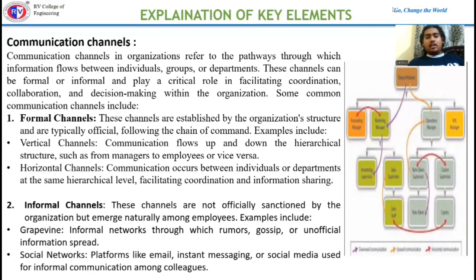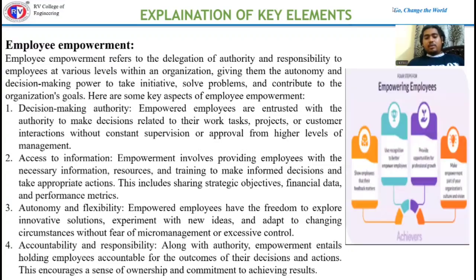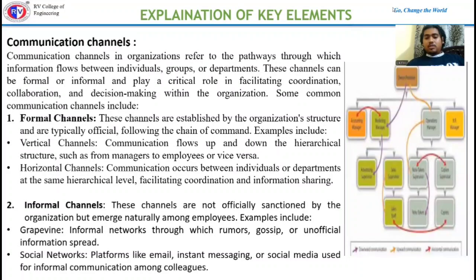In vertical channel, the communication flows up and down the hierarchical structure, such as from manager to employee or vice versa. In horizontal, it occurs between individuals or departments at the same hierarchy level. In the informal channels, these groups are not officially sanctioned by the organization but emerge naturally among employees. So these involve grapevine and social network. Grapevine is an informal network through which rumors, gossip, or unofficial information spread. The social network is more like email, messaging, social media, etc.